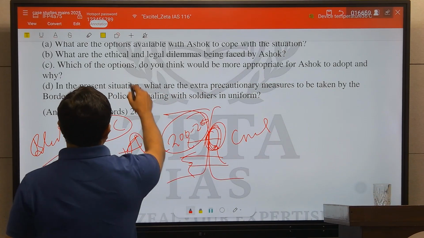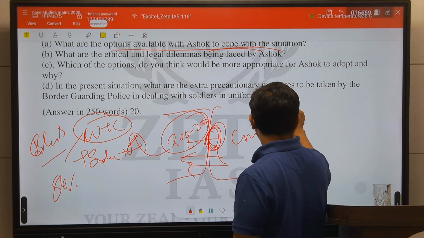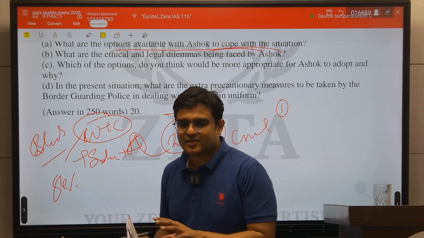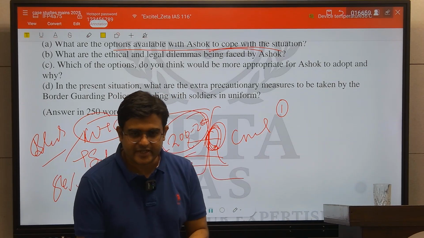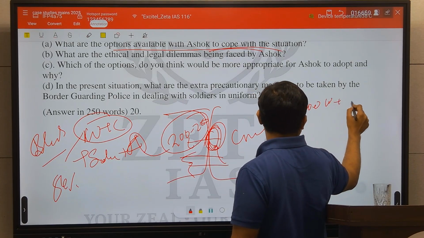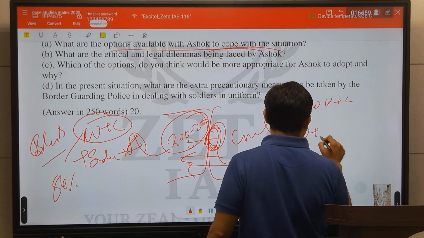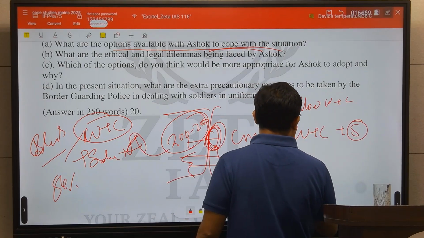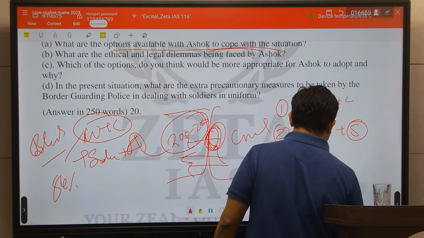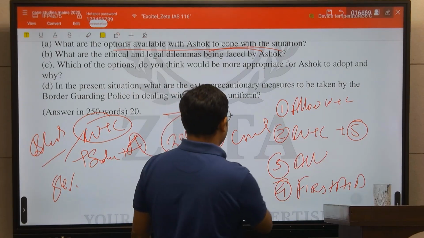What are the options available with Ashok to cope with the situation? Yes, options. So write the options. First option, women, children, soldiers, and on top of that there is one other subset, that some women and children are profusely bleeding. So one option can be to allow the women and children who are injured because they need medical aid. Second, you allow all the women and children, and don't allow soldiers. Third, allow everyone. Fourth, don't allow anyone, just provide first aid. And fifth can be that you wait for the instructions from the Home Secretary. So these options you have.